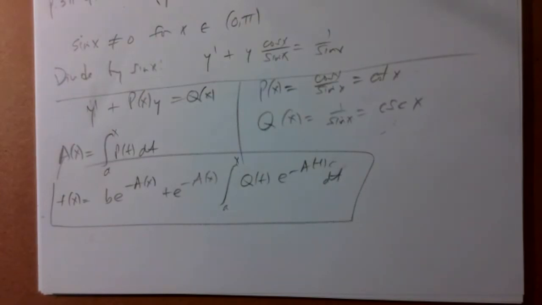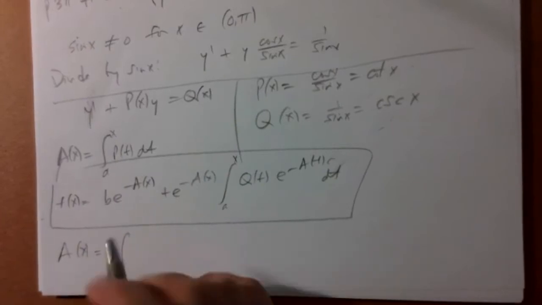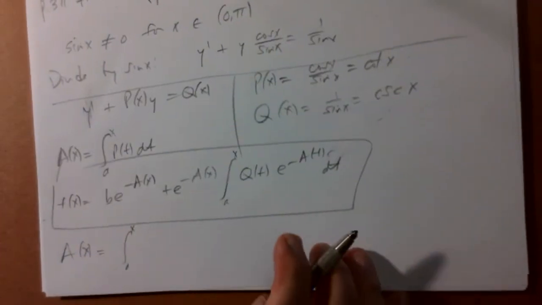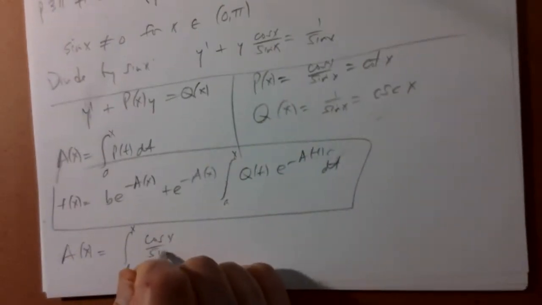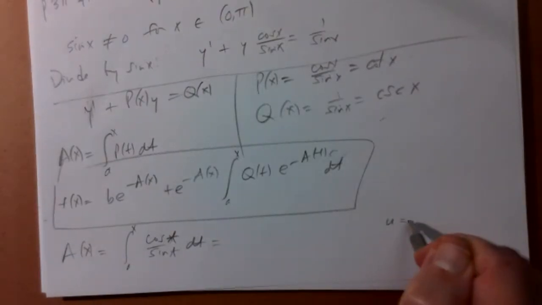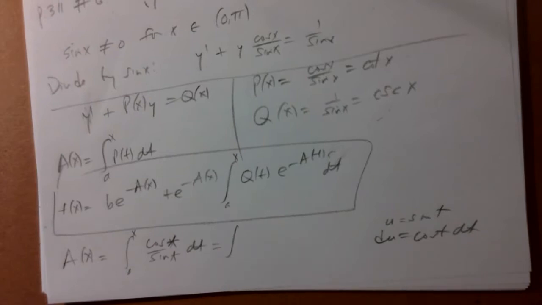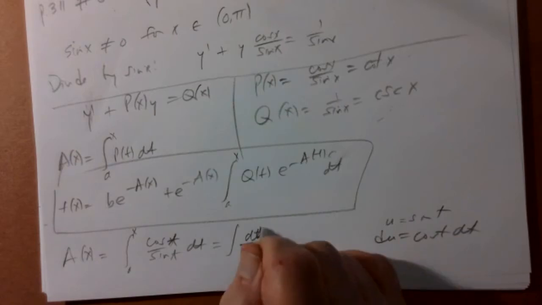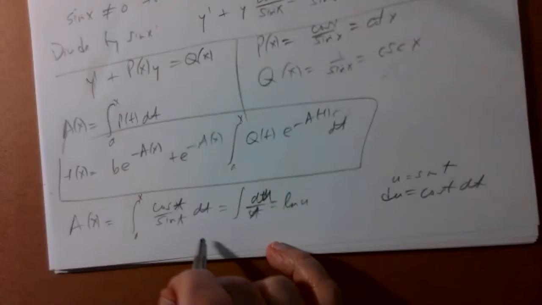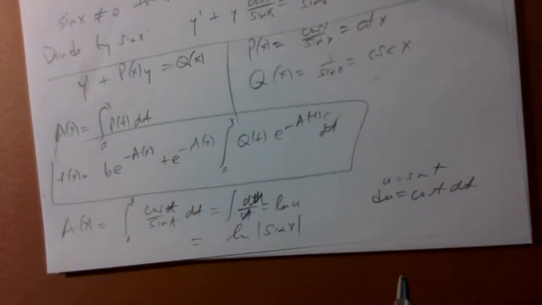So what are the different functions that are involved? A of x is the integral from some point a to x. What is p of t? p of t is cosine t over sine t, dt. If we make the substitution, let's say u equals sine t, so du is cosine t dt, this becomes the integral of du over u, which is log u, which is the log of sine of x. Okay.